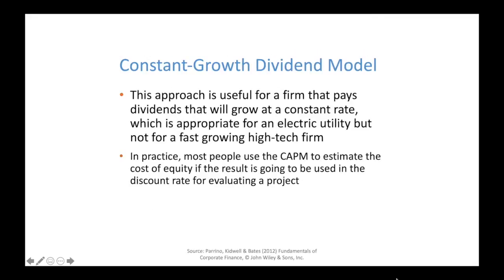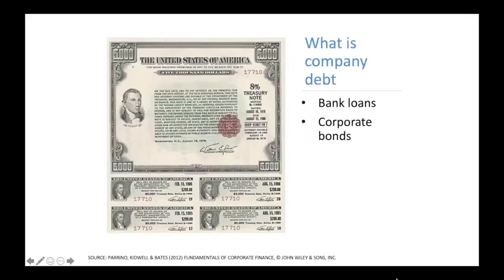The constant growth dividend model is useful for a firm that pays dividends that will grow at a constant rate. In practice, most people use CAPM to estimate the cost of equity if the result is going to be used in a discount rate for evaluating a project. Company debt can include bank loans and corporate bonds.